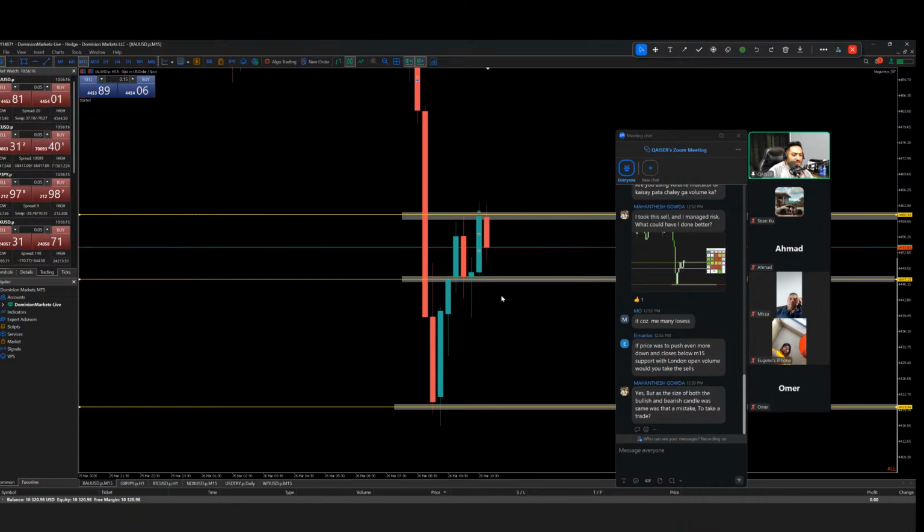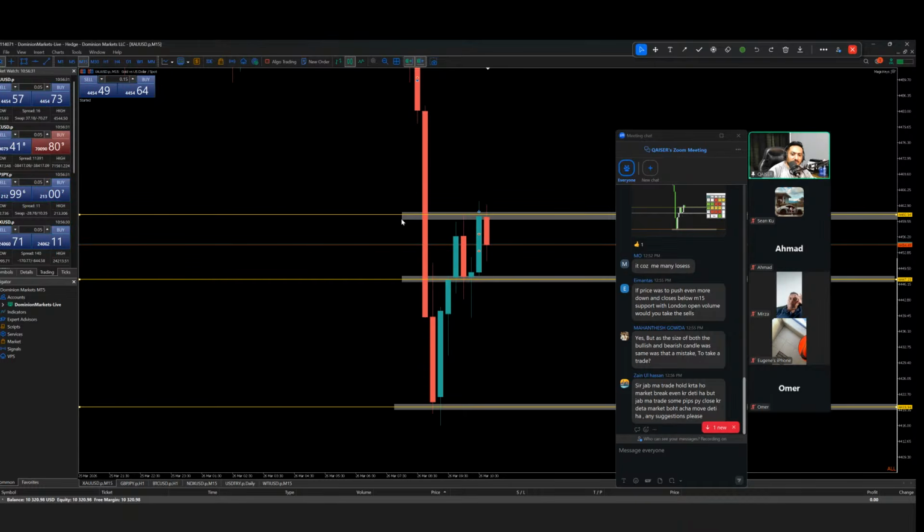I have a question: if we mark the ends of the wicks as support and resistance, is it better, or is it necessary to create zones? I think it will be better to take your zones on the body actually. Wicks are the range of the market, a rejection, so the body is actually connected with the opening and closing price of the market. So it's better to take support and resistance on the bodies.